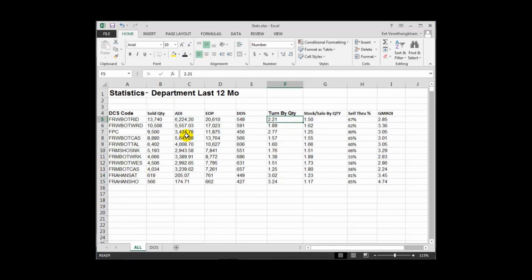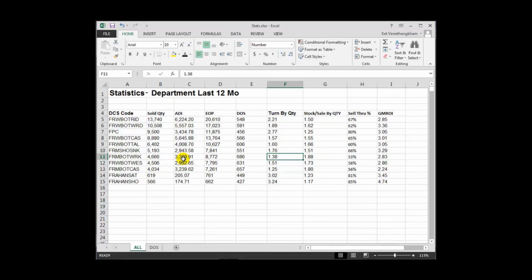Right now we're looking at turns for a couple of different departments, and they're not so great. So 2.2 is okay, not great. This guy's below 2, that's really not good. Why is it not good? Well, look at how much. He sold 10,000 pieces in a year. He's got more than half of that in stock all year long. That's pretty rough. Look at this guy. That's at 1.38. Almost as much sold as he has inventory here.